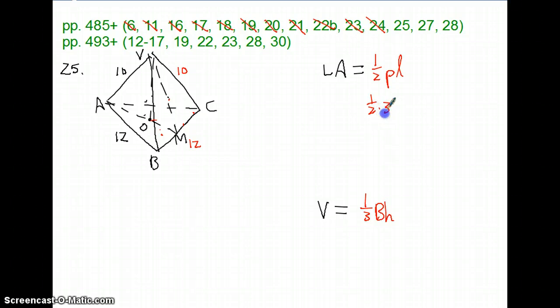P is not too bad. I have that already. L, I'm stuck. Let's look at a face, like a side face here. It's an isosceles triangle. I know this is 10. I know this is 12.